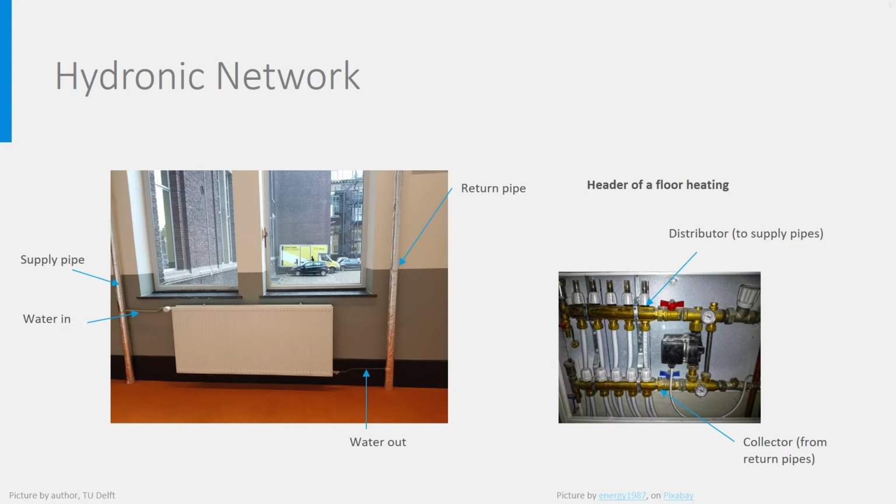You see here one of the radiators in the hydronic network of the building I am working in, with its supply and return pipes and the connection between the pipes and the radiator. On the right, you see the header of a floor heating system with distributor and collector. In general, the velocity of water in pipes should be limited to 1.2 meters per second to avoid noise and pressure losses.